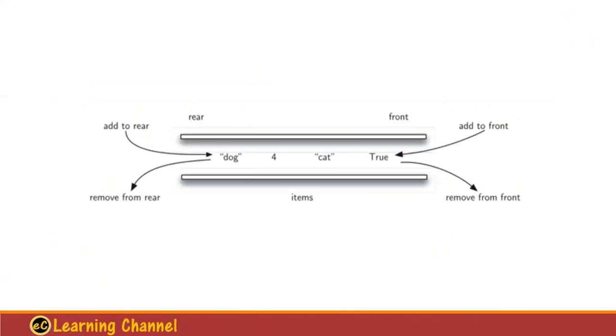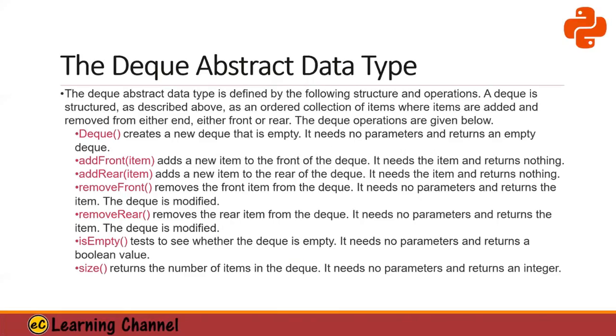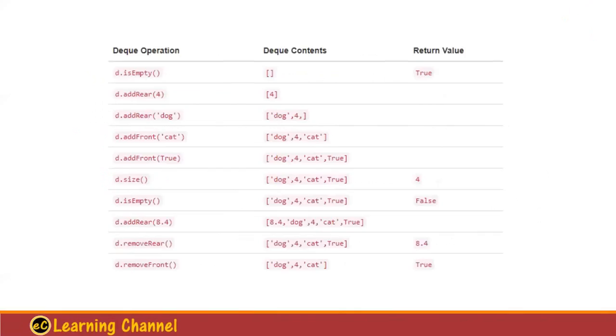So it's something that you can do at both ends. So the functions, you have DQ, we have add front, add rear, remove front, remove rear. Is empty, you have size. So that's simple. So here is an example.